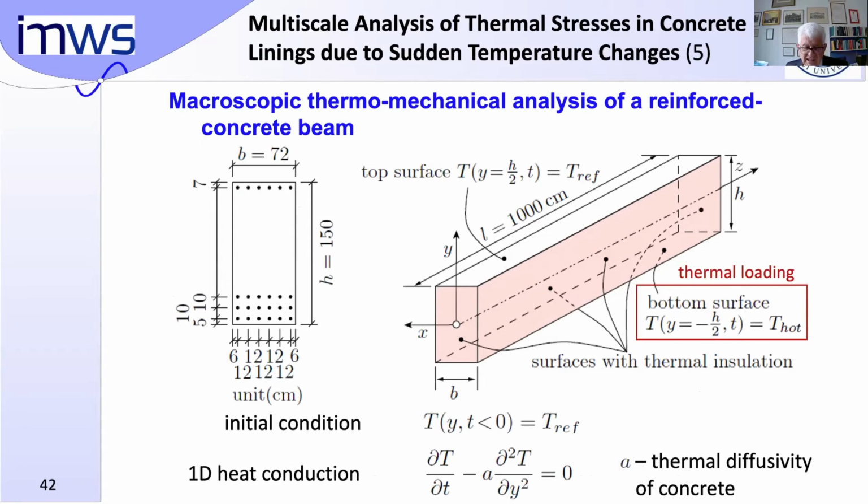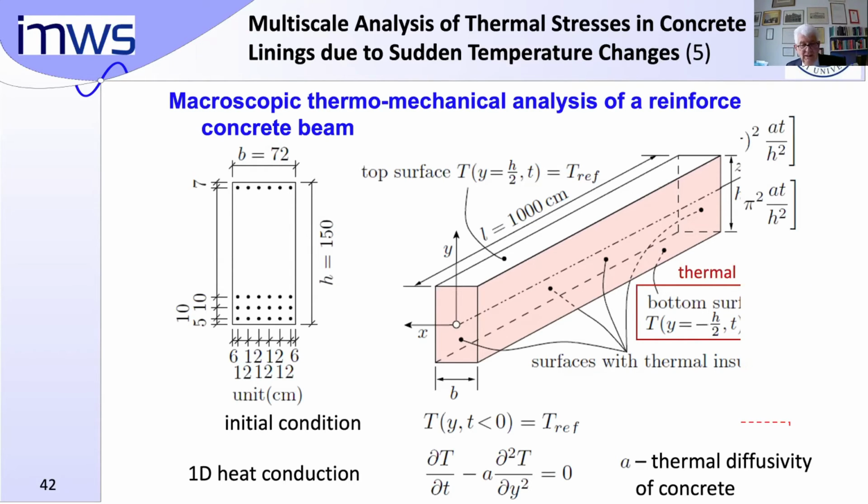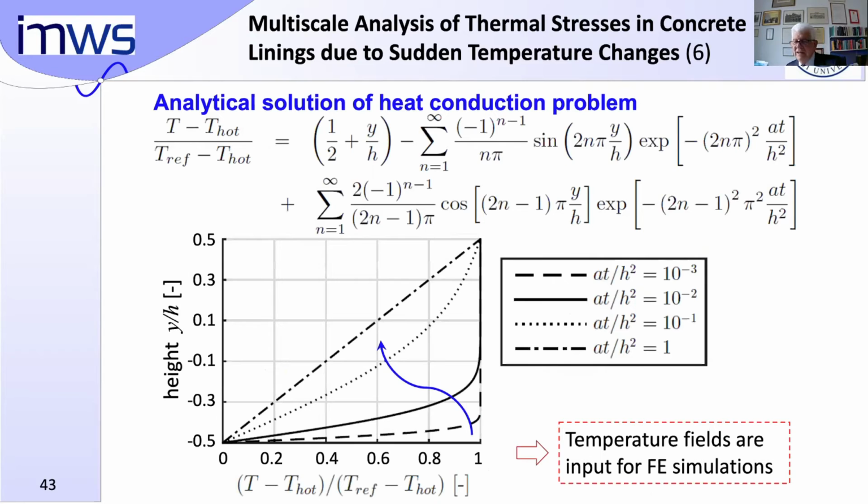You find it in any textbook on thermal elasticity, with uppercase T denoting the temperature, lowercase t denoting the time, y denoting the vertical component of the cross-section, and A standing for the thermal diffusivity of concrete. Well, here you see a relatively complicated formula, but it is in fact not so complicated. You find it also in a good textbook.